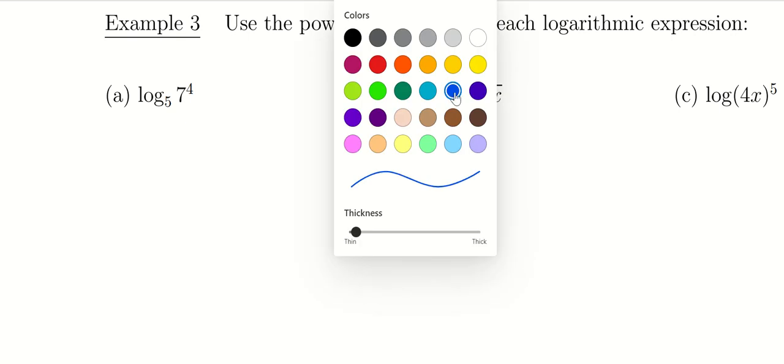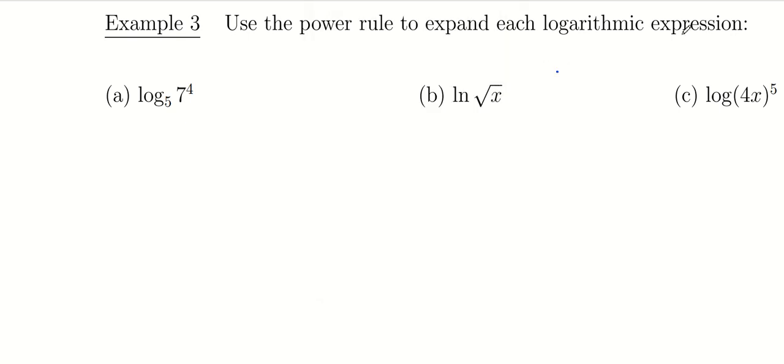Let's use this power rule for logarithms to simplify each of the resulting expressions. The first one we have is log base 5 of 7 to the 4th power. So we have an exponent on the inside of the log. According to the power rule, we can bring that out in front and write this as 4 times log base 5 of 7 like this.